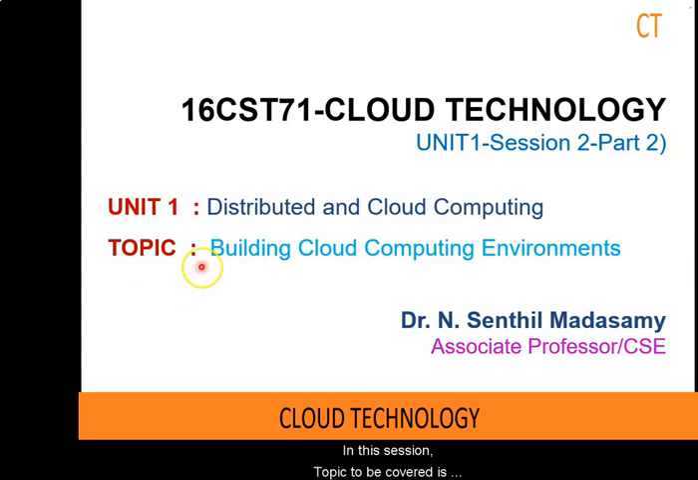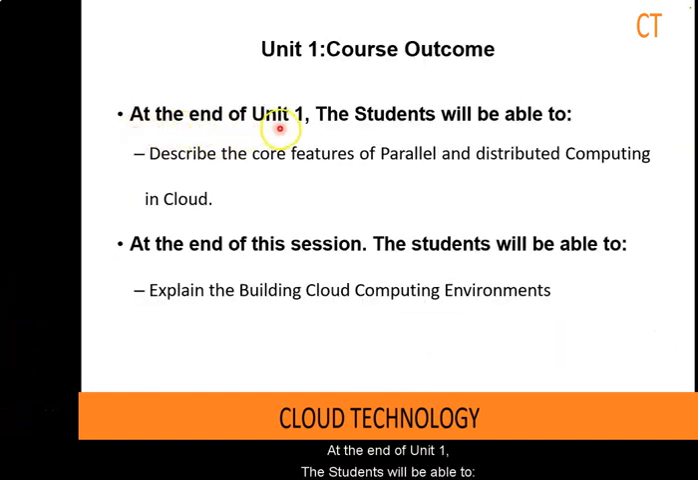In this session, the topic to be covered is building cloud computing environments under Unit 1, distributed and cloud computing. At the end of Unit 1, the students will be able to describe the core features of parallel and distributed computing in cloud. At the end of this session, the students will be able to explain the building cloud computing environments.